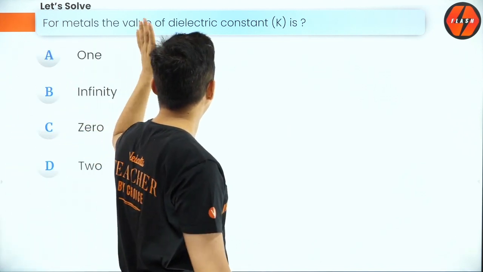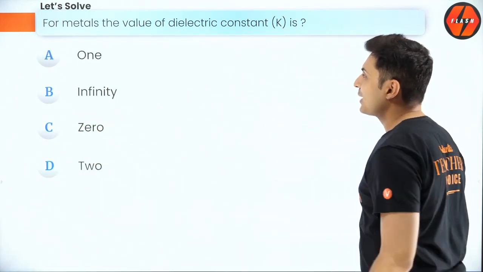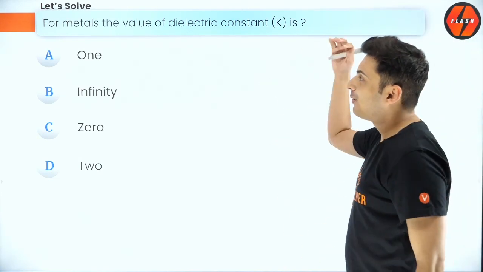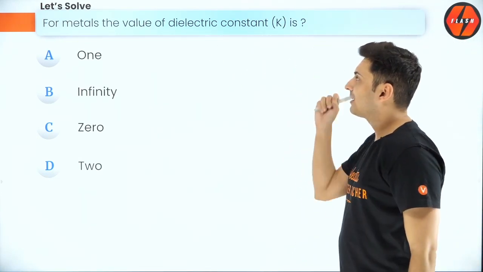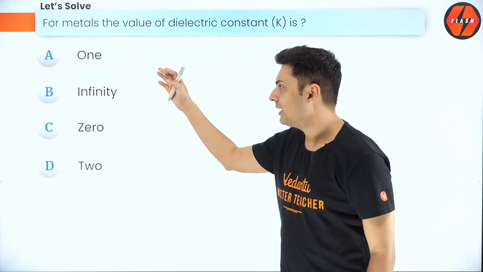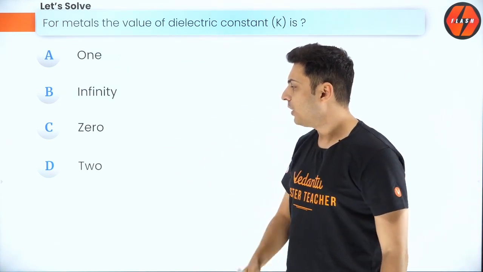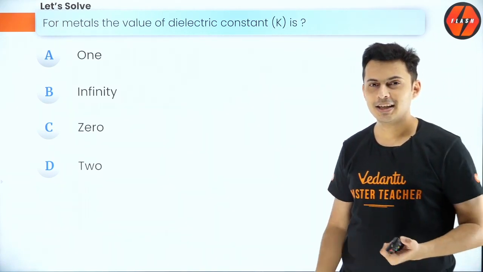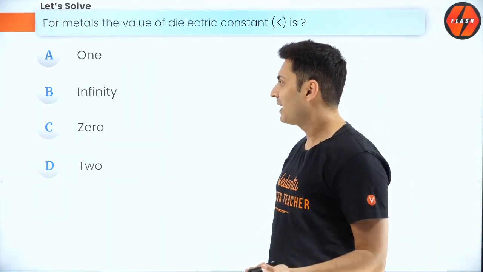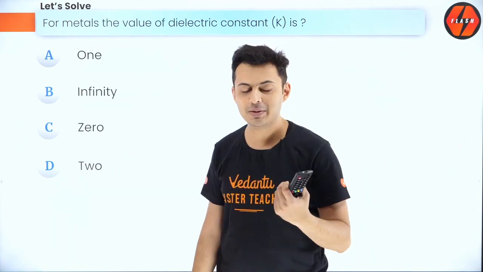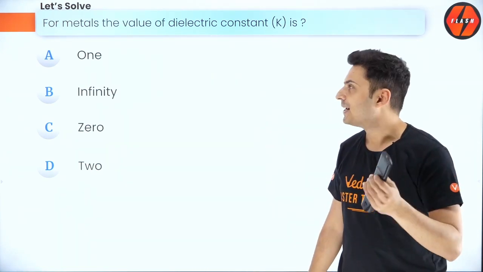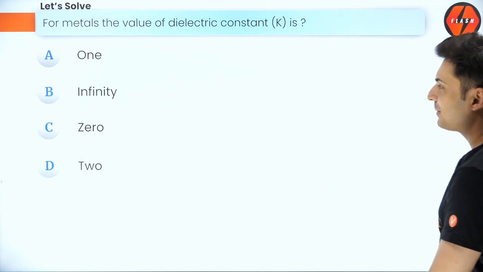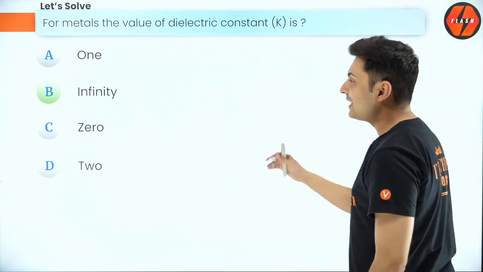For metals, what is the value of the dielectric constant? Come on, think about it. For metals, what do you think the dielectric constant is? Is it 1? Is it infinity? Is it 0? Or do you think it is 2? Come on, give it a thought. See which one should be correct. Just go by the definition, you will get the answer, guys. Okay, I hope you have figured out the answer by now. The correct answer, by the way, is infinity.